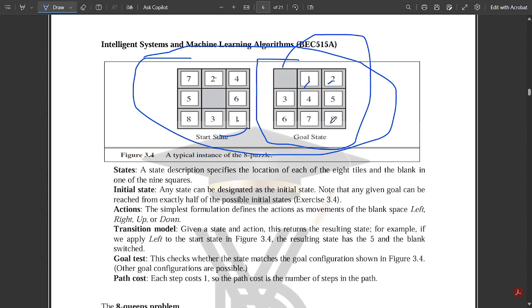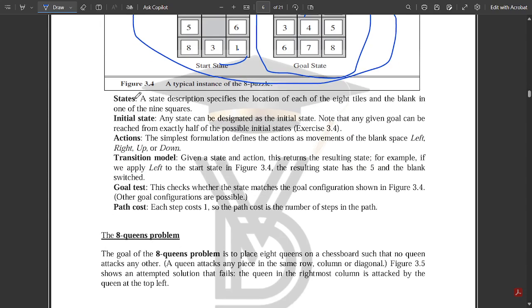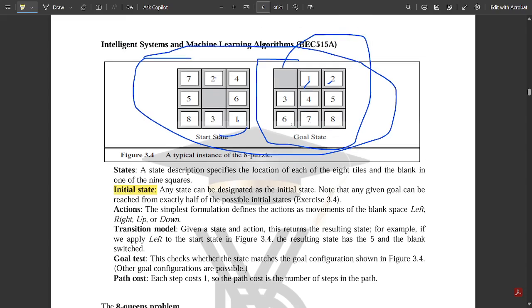Okay. So this is completely an 8 puzzle problem, where the state description specifies the location of each of the 8 tiles and the blank in one of the 9 spaces. Okay, the initial state that I mentioned: any state can be designated as the initial state. Okay, this is not the particular initial state. They have mentioned this.